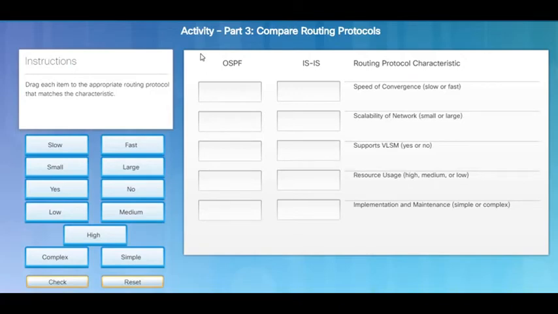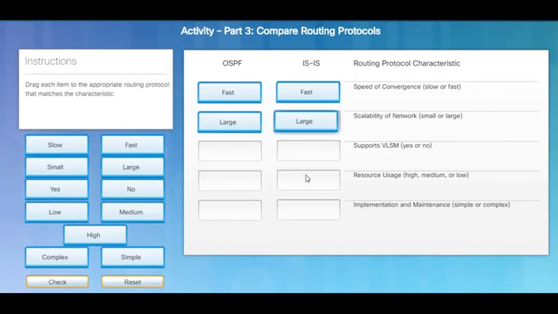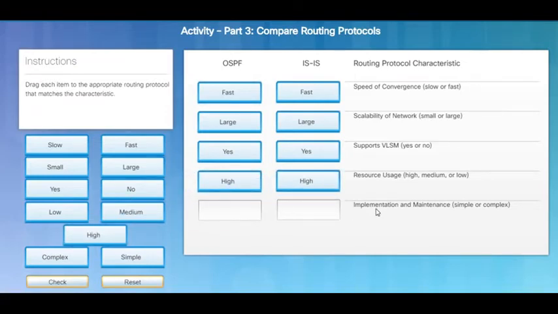So this time, we're gonna compare routing protocols, OSPF and IS-IS. So this is a link state type. Speed of convergence, slow or fast. To start off with OSPF, fast. Scalability of network, small or large. Choose large here. Supports VLSM, of course, both of them support VLSM. Resource usage, OSPF, so you're thinking high. Implementation and maintenance, I'm gonna choose complex here.